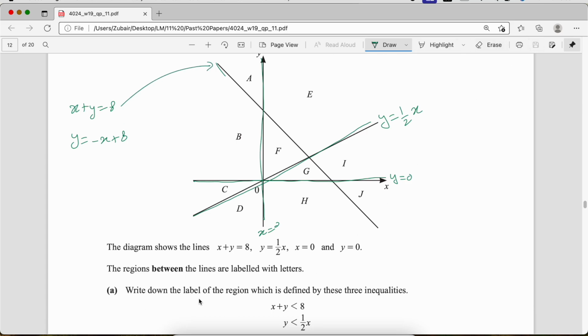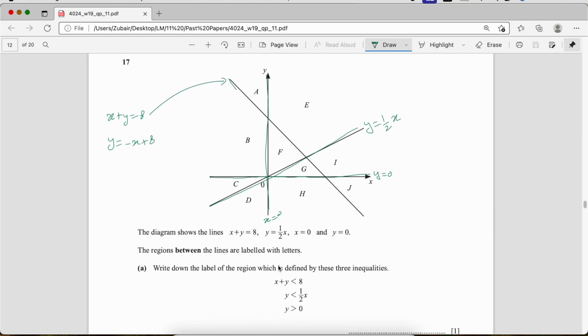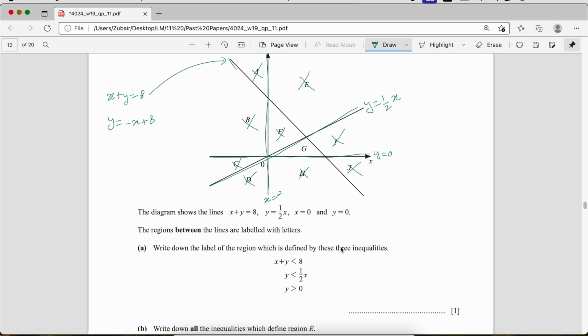Write down the label of the region which is defined by these 3 inequalities. Okay. So the first one says x plus y is less than 8. If that's less than 8, this should be the region. Or let me just cross out which is not. A, E, I and J are not the region. And then the second one says y is less than 1 by 2x. So it should be below this line. B, F and C are eliminated. Then it says y is greater than 0. y greater than 0 is above the x-axis, so we eliminate these two as well. I'm left with only G.